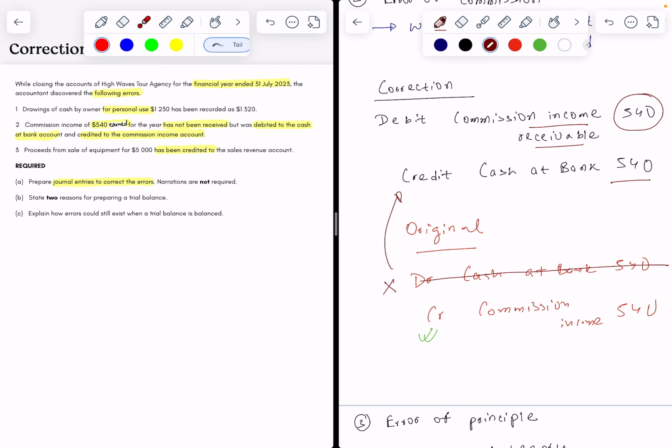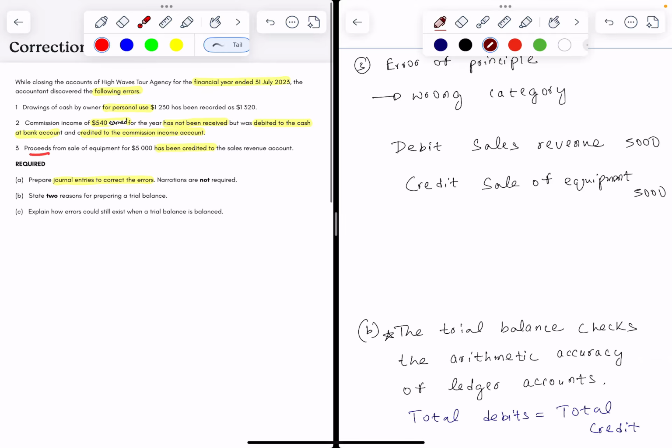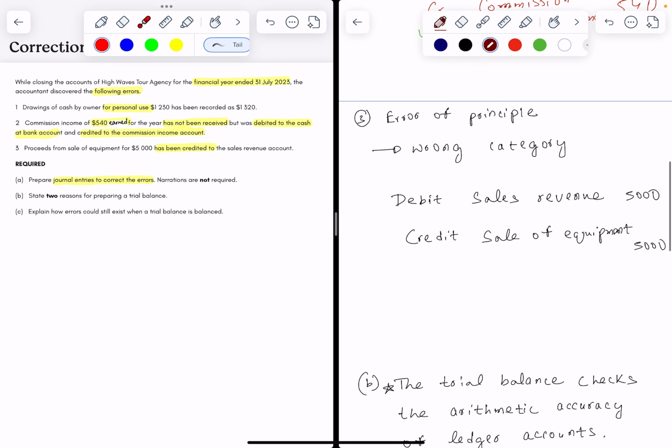All right, so let's look into the third event, which is proceeds from the sale of a non-current asset, which is equipment, for $5,000 has been credited to the sales revenue account. Now, this is what we classify as an error of principle.